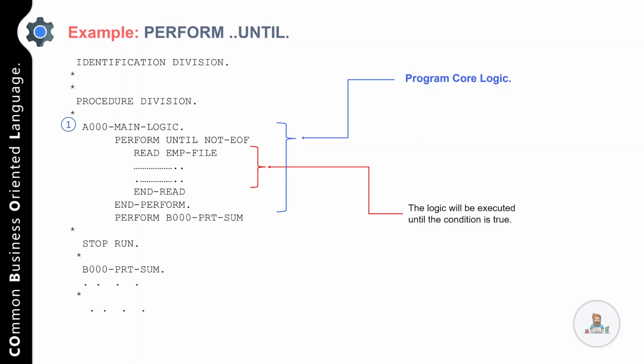And once the condition is not satisfied, the control will be transferred to the next executable statement, that is perform B000-PRT-sum.